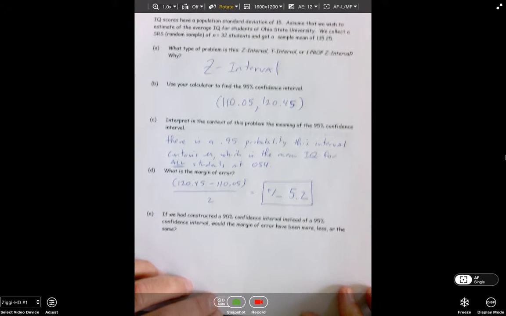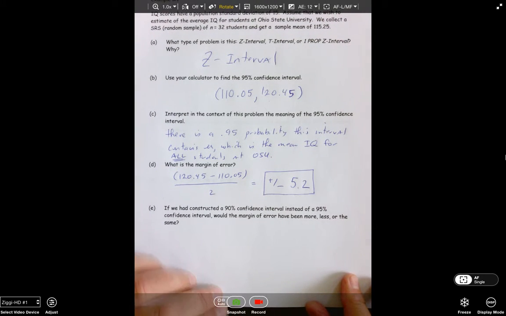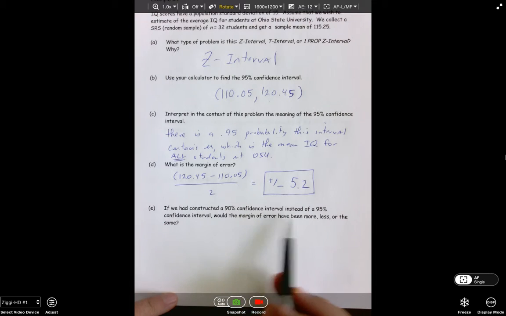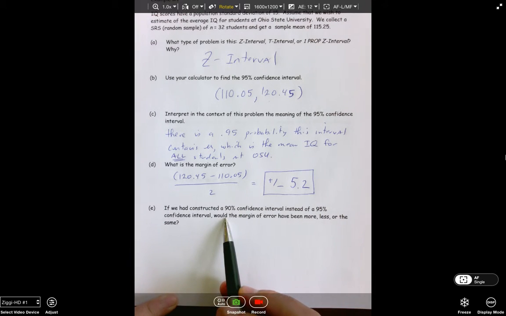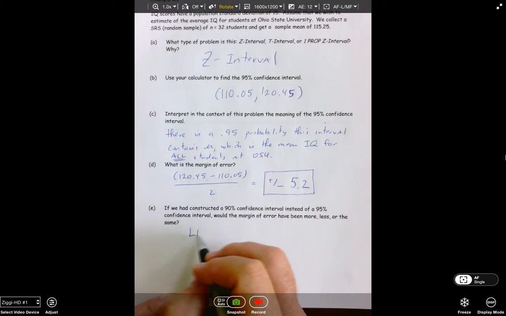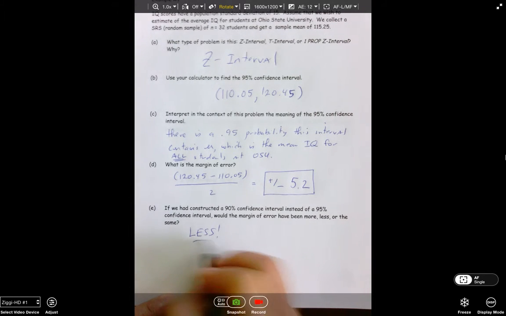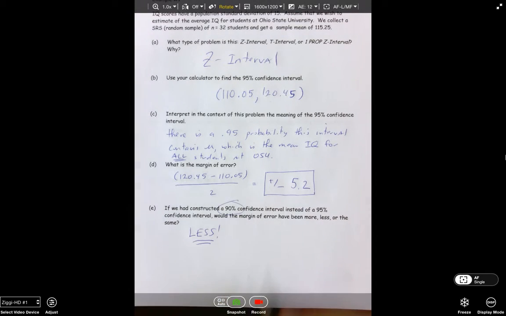Don't do that. If we had constructed a 90% confidence interval instead of a 95% confidence interval, would the margin of error have been more or less or the same? Well, guys, clearly it would be less because we have less confidence.